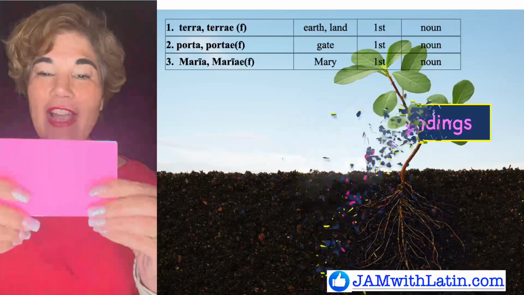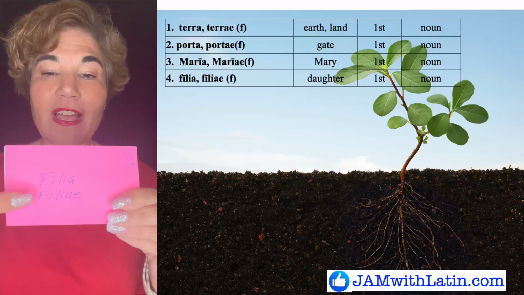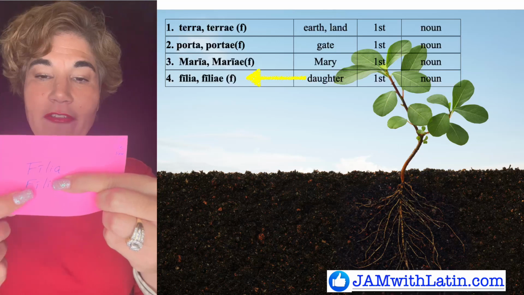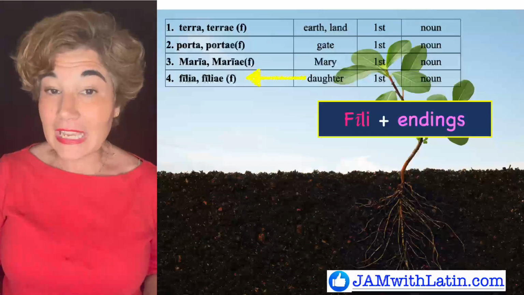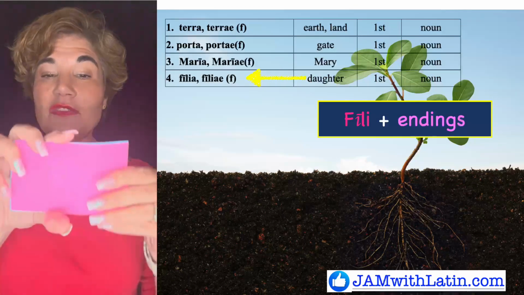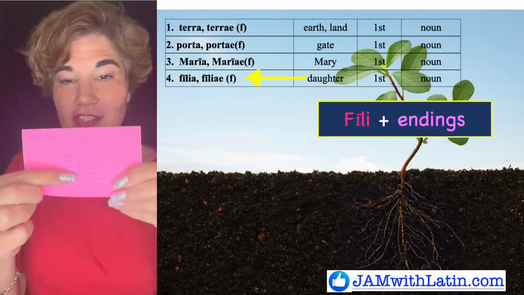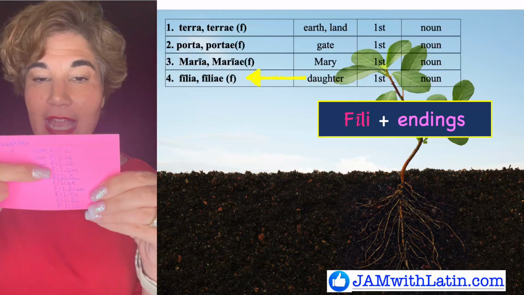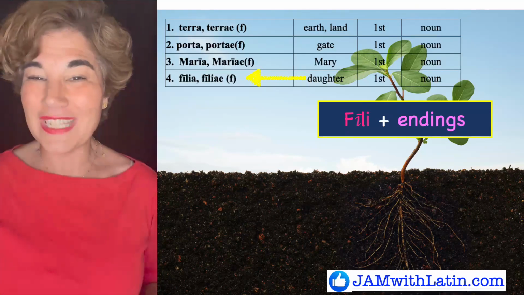Mary. Okay, our last first declension feminine noun is filia, filiae. You cover the genitive ending and it's F, I, macron, L, I. That is your stem. Fili translates to daughter. And you can have daughters in the singular and daughters in the plural. Filia, filiae, filiae, filiam, filia, filiae, filiarum, filiis, filias, filiis.